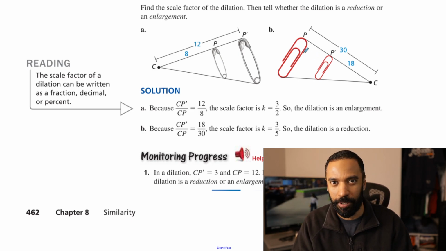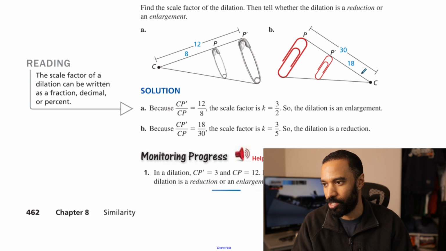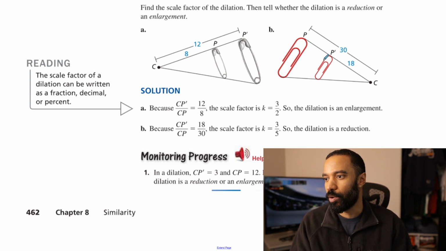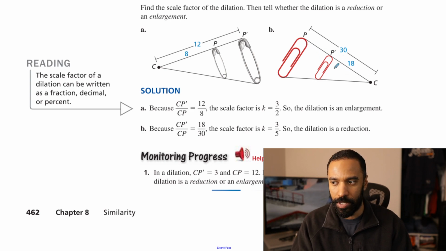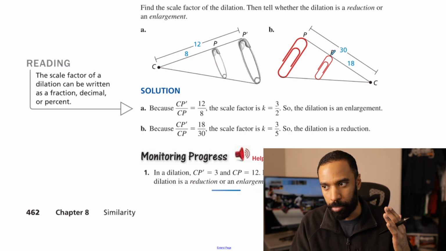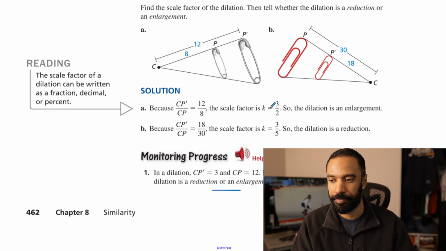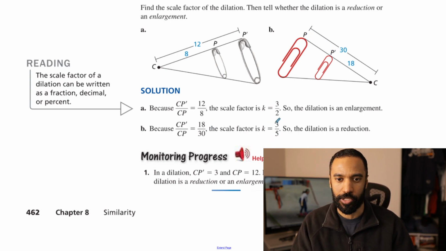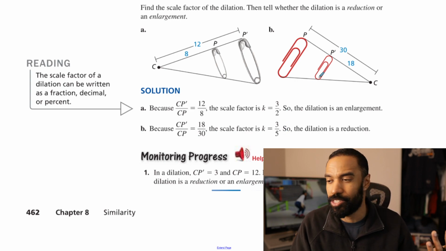Like a black hole, but I guess you don't really shrink toward it. You just go closer to it. Going closer to the center, we go from a length of 30 to a length of 18. This is a reduction. We are going to divide 18 by 30. You divide the prime by the original. So 18 divided by 30 reduces to 3/5, 0.6, 60%.